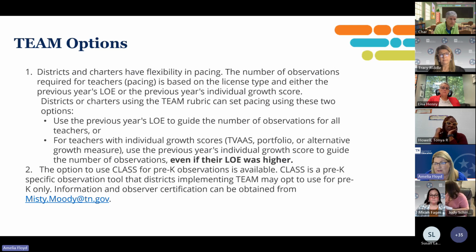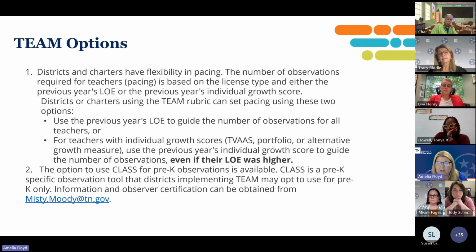So for instance, a teacher could have an individual TVAAS score of a 3. If you choose to base pacing off the individual growth scores, their pacing would be based off of that 3, even if their LOE ended up being a 4 when the LOE was calculated using the observation, achievement score, and growth score. So just remember, if you choose individual growth scores, that is what pacing is based off of, no matter what their LOE is.